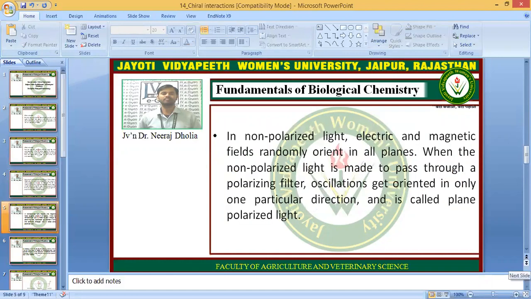In non-polarized light, the electric and magnetic fields orient randomly in all planes. When the non-polarized light is made to pass through a polarizing filter or oscillator, it gets oriented in only one particular direction, and this is called plane polarized light.